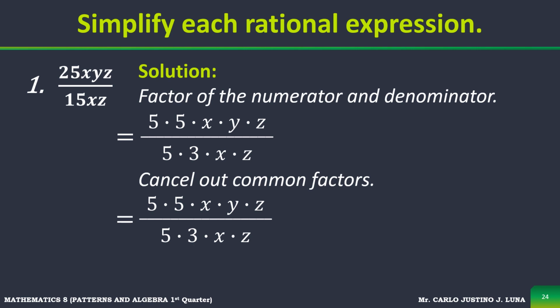Okay, very good. 5, x, and z. So we cancel out 5, x, z because that is their common factor. Okay? So ngayon, aling natira? We have 5y over 3. And since we can no longer simplify this, that's already the final answer. So we have 5y over 3. Okay? Understood? Very good.